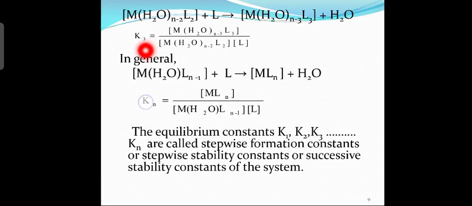For this let us consider equilibrium constant K3. K3 is equal to the product molar concentration, M(H2O)n-3 L3, divided by the reactant molar concentration, M(H2O)n-2 L2 into L. In general, the reaction is written as M(H2O)n-(N-1) L(N-1) plus L gives MLn plus H2O, with equilibrium constant Kn equal to MLn divided by M(H2O)L(n-1) into L. These K1, K2, K3, in general Kn, are called stepwise formation constants, stepwise stability constants, or successive stability constants of the system.